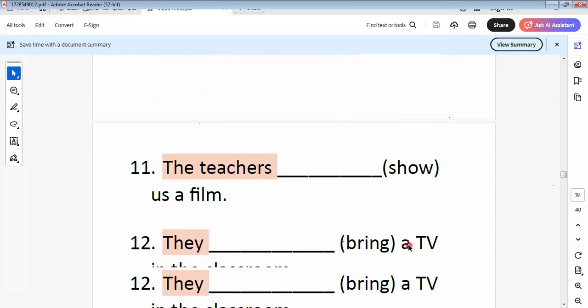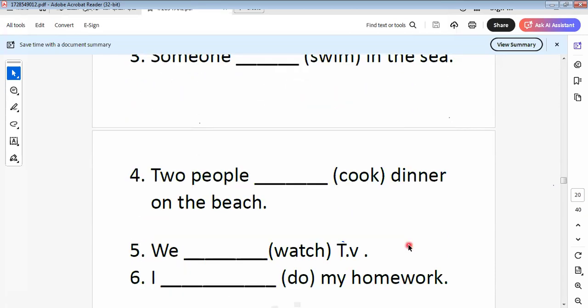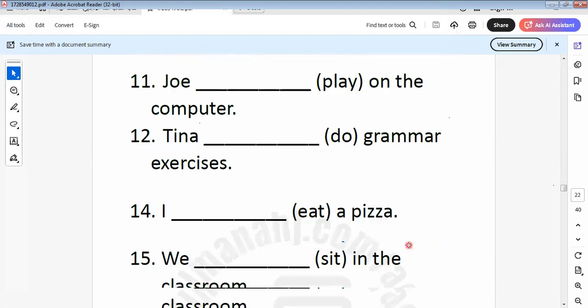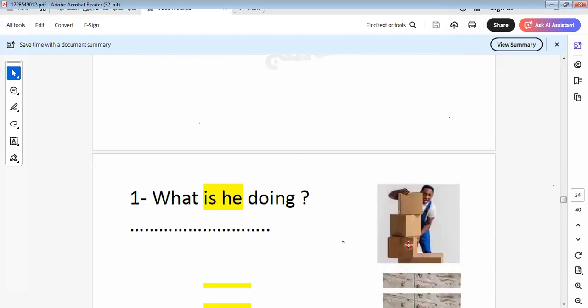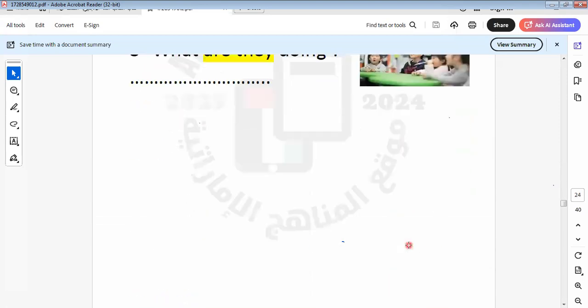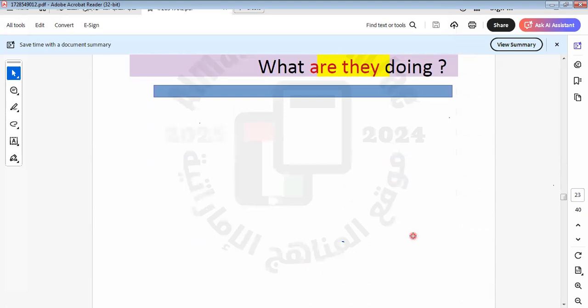I repeat what I told before. I will leave the rest for you to do by yourself as homework. Now I explained to you how to form the continuous tense, and we know how to do it. You can do the rest of the exercise by yourself as homework.